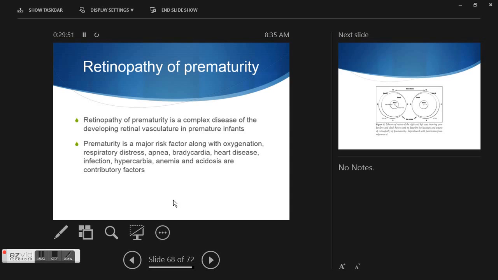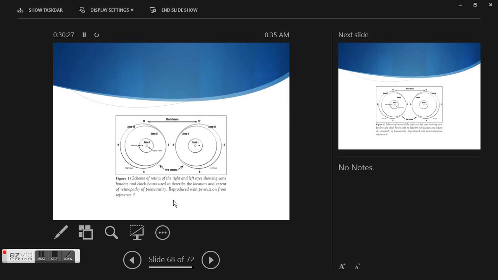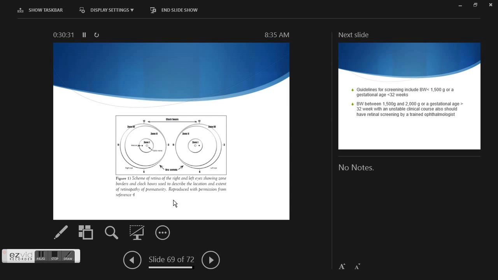All right, so I think this is one of the last topics, and then I have a chart that I wanted to show you guys. So retinopathy of prematurity: we really only need to know the basic clinical manifestations or the clinical evaluations of retinopathy of prematurity in terms of the boards. Retinopathy of prematurity is a complex disease of the developing retinal vasculature that's often seen in premature infants. With that being said, prematurity is a major risk factor, along with oxygenation, respiratory distress or apnea, bradycardia, heart disease, infection, hypercarbia, anemia, and acidosis, which can also be contributory factors.